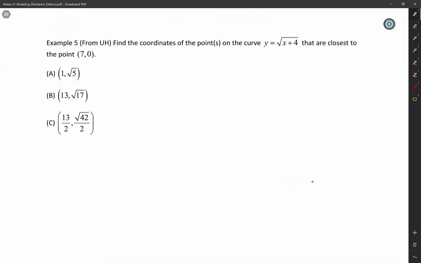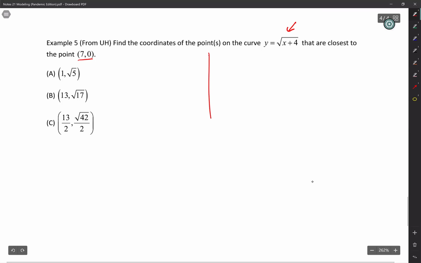Example 5. This one's coming from UH, so we're giving them credit. Find the coordinates of the points on the curve y equals square root of x plus 4 that are closest to the point 7, 0. Ooh, I like it. I like it, guys. No, there's more, but I just got lazy and typed in 3.